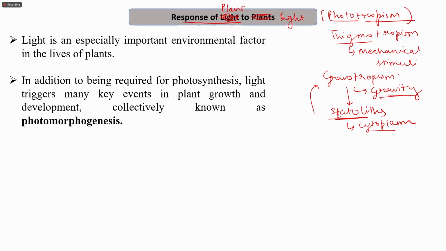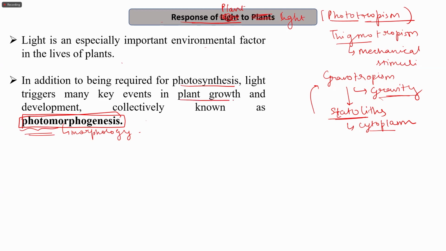So there are various types of tropism that plants show, and we will mainly discuss phototropism, that is the response of plants to light. Light is an especially important environmental factor in the lives of plants. We know that photosynthesis occurs in the presence of light only. In addition to being required for photosynthesis, it triggers many key events, collectively known as photomorphogenesis. The morphological changes that occur in the presence of light can be collectively called photomorphogenesis.